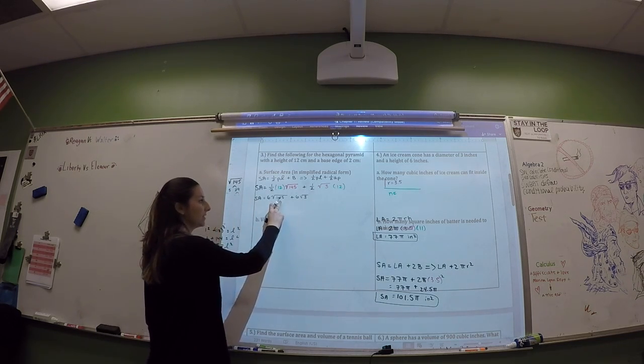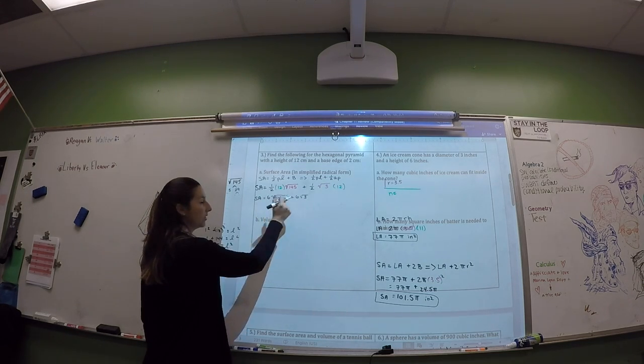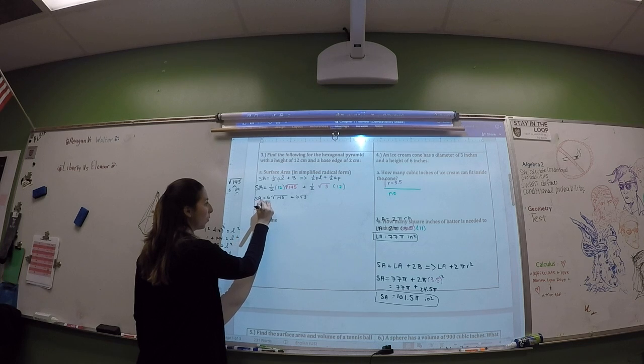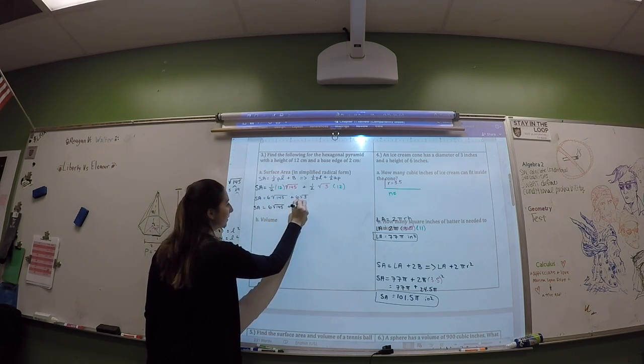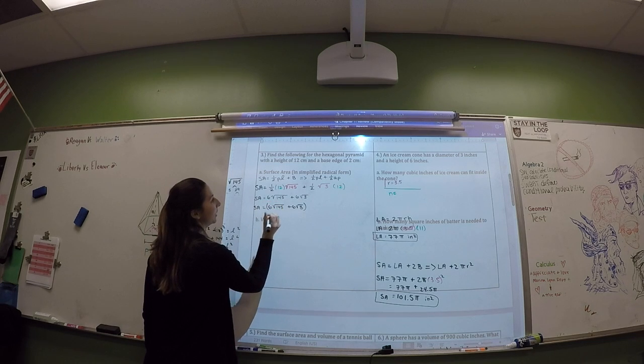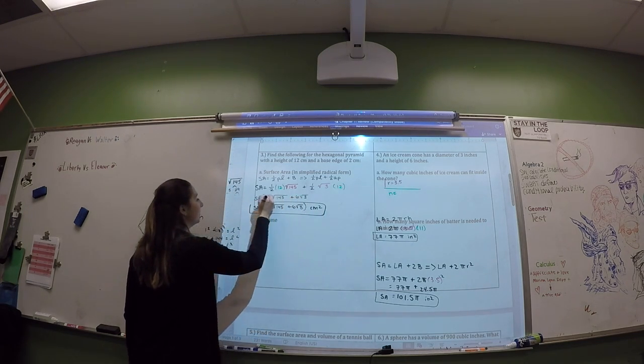So that means this doesn't simplify. If this doesn't simplify, these aren't like terms. So your answer is just like what you see there. So we got this, and then we just put units after it. These are square centimeters. We couldn't combine these.